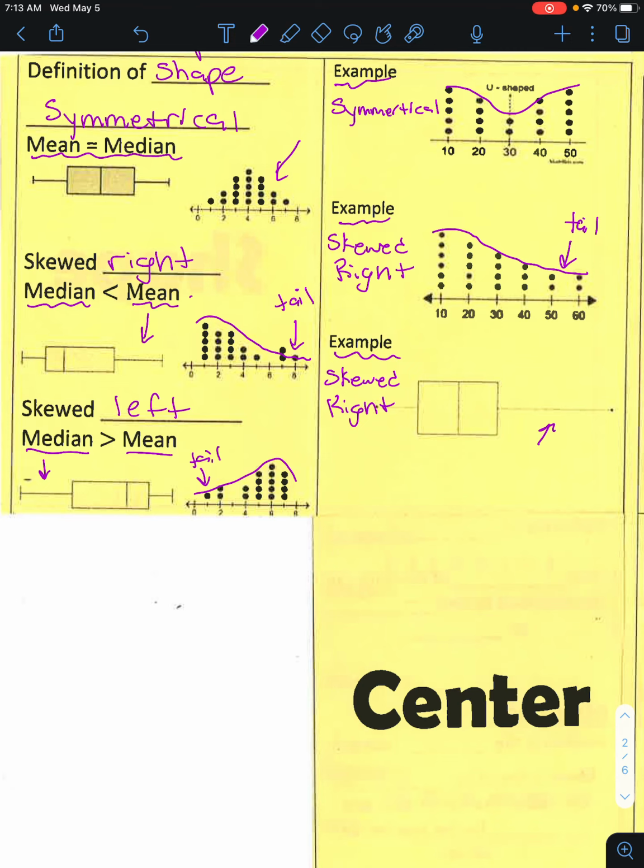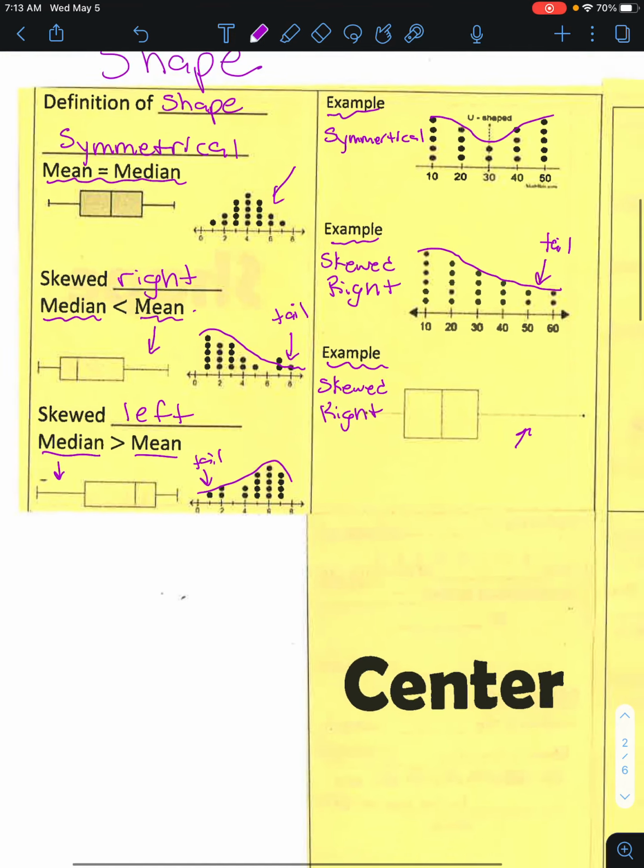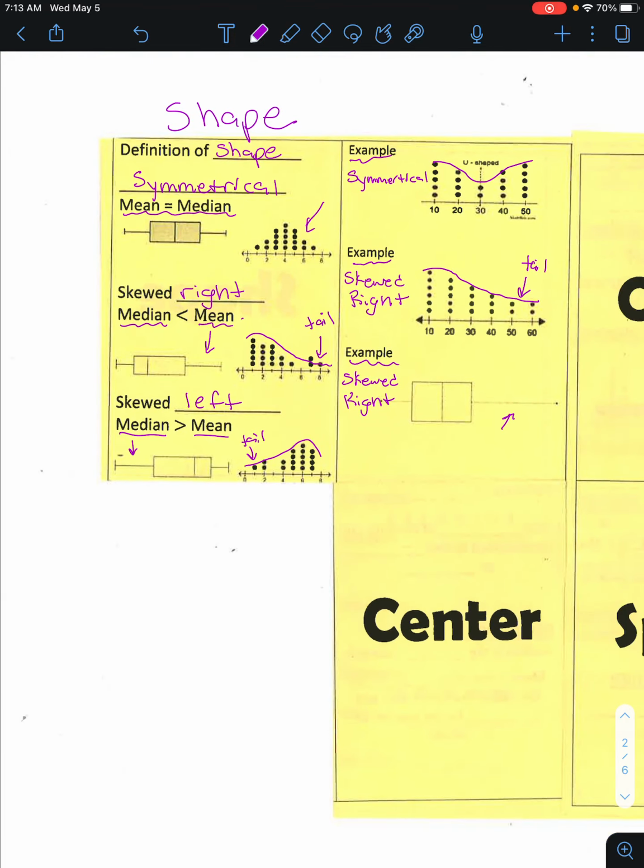All right, for shape, we're going to ask that you use these words to describe data: symmetrical, skewed right, skewed left, and what that could potentially mean. Skewed left, the median's greater than the mean. Skewed right, the median is less than the mean. And symmetrical, they are equivalent.